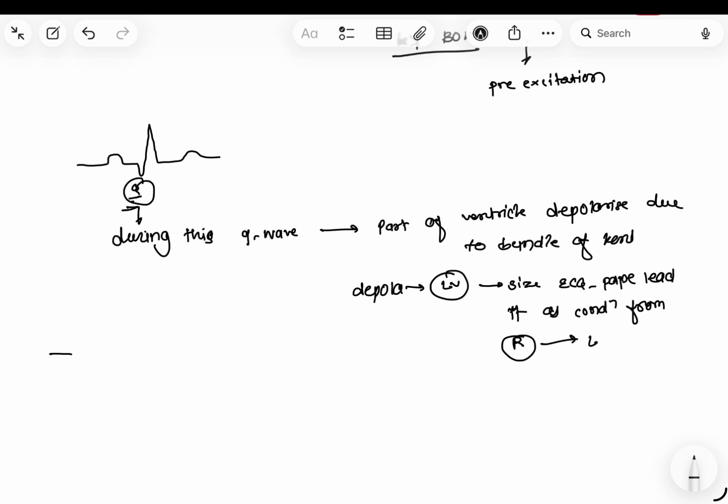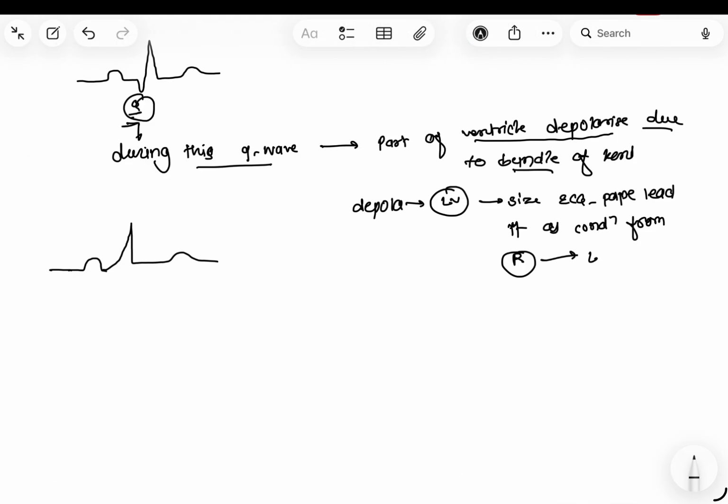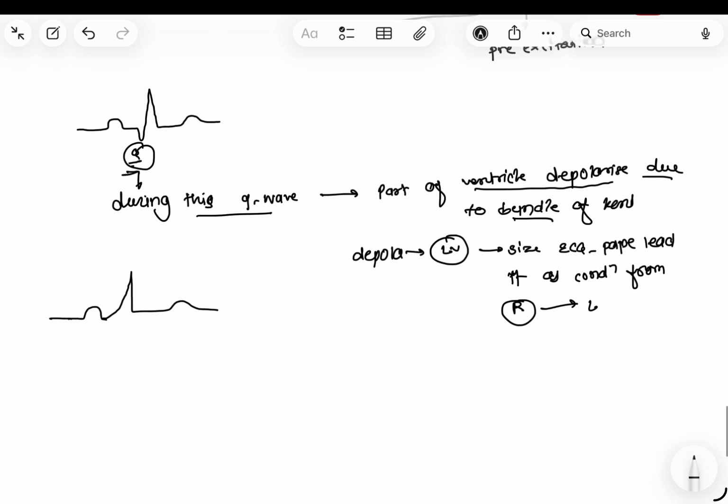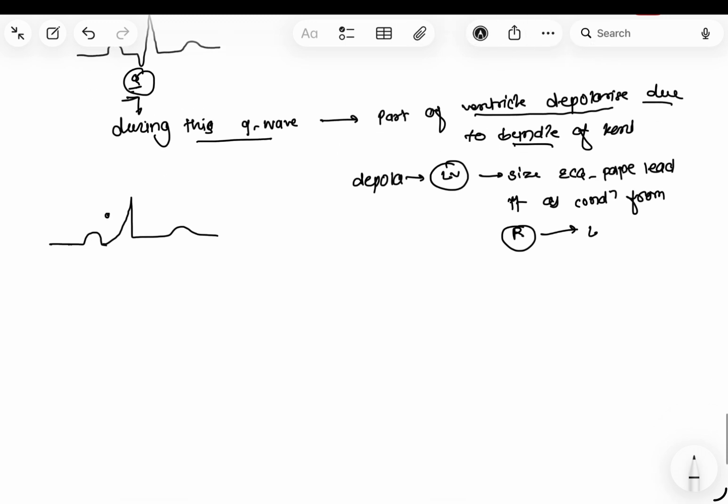So what is the next ECG we get in WPW syndrome is we get the normal P wave, and instead of Q wave we get this delta wave. I hope you understand why we don't get Q wave in this case, because during the septal depolarization, the part of the ventricle depolarizes due to the bundle of Kent through this accessory pathway. Since the left ventricle is a bigger size, it will detect as a positive deflection in ECG leads. So we get this type of ECG, and this is a delta wave.